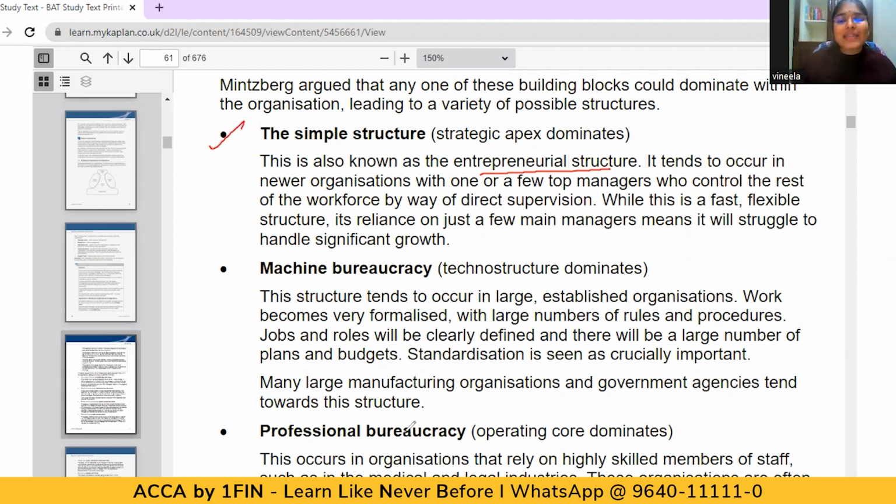So what are the characteristics of the structure? That is what you have to remember for your exam. We know that if the strategic apex dominates, then we'll call it a simple structure. We can also call it an entrepreneurial structure. But what are the characteristics of these organizations?